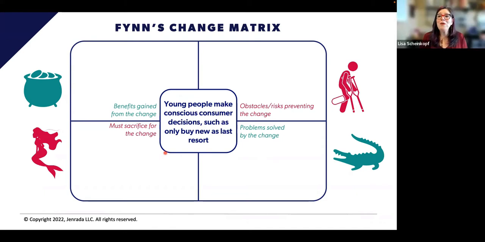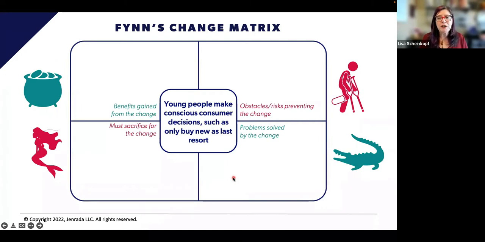Yeah. So now what I'm going to ask all of you is, if you were able to download the template that I provided you, type that in for yourself. And maybe, you don't need to say young people. You could say, I make conscious consumer decisions, such as only buying new as last resort. And as Fynn describes, and as I help you understand what the quadrants are for, and Fynn describes what he put in there, I want to invite you to put in your own responses relative to you yourself making a lifestyle change like this. Okay.